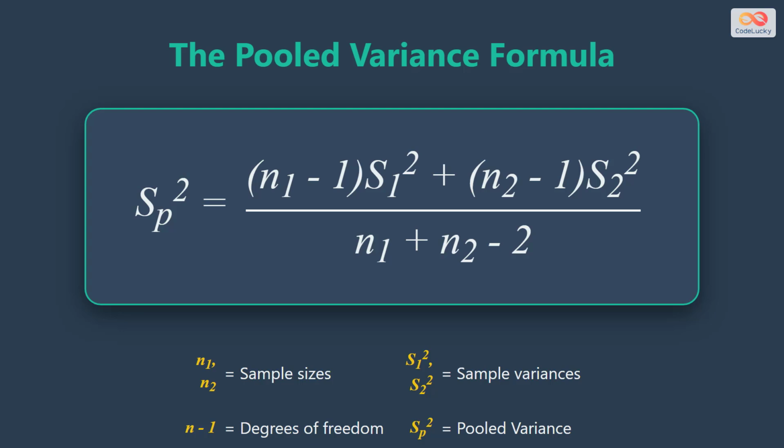This is the formula for the pooled variance, denoted as Sp squared. It looks complex, but it is essentially a weighted average. We take the variance of the first group, weighted by its degrees of freedom, add it to the variance of the second group, also weighted, and divide by the total degrees of freedom. This gives us a combined, robust estimate of variance.